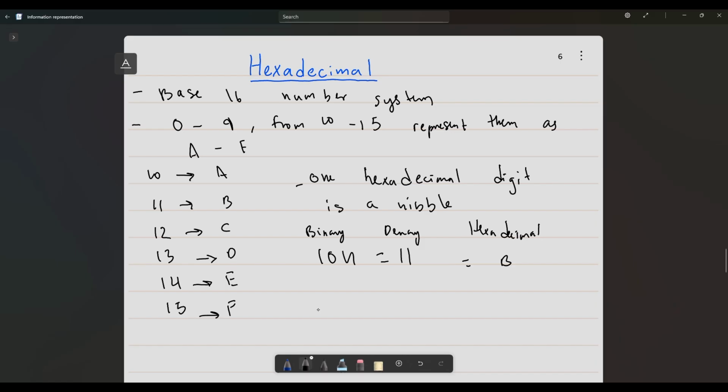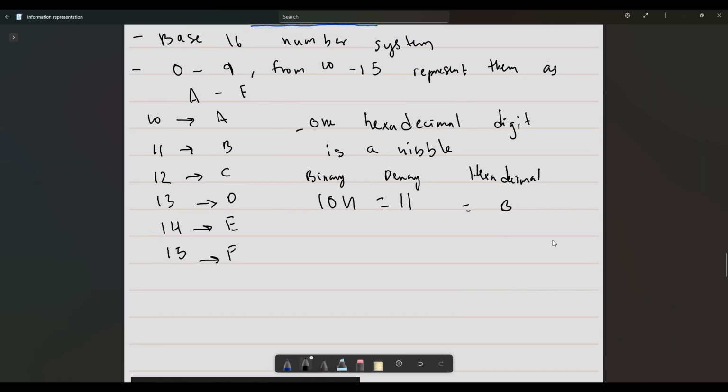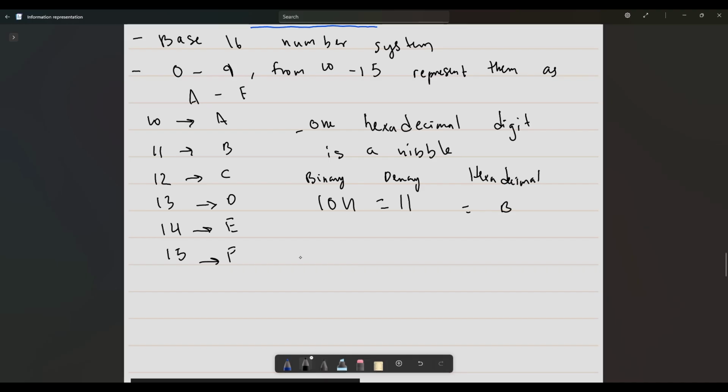So let me say you're given a 16-bit number such as 1011 0111 1100. Okay, I'm gonna make it actually not 16. I'm gonna make it 20. So let me just add one more: 0001. If you're given a number like this, the first thing you do is split it into groups of 4. That's the fundamental thing for hexadecimal. One hexadecimal digit is a nibble, so it's 4 bits.